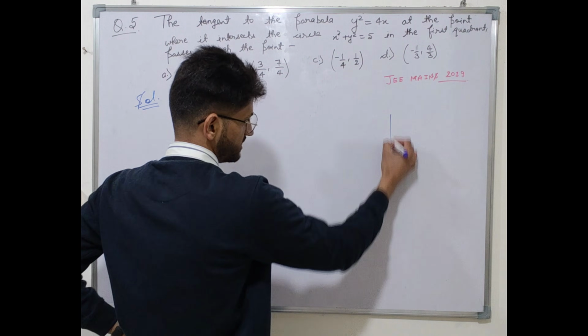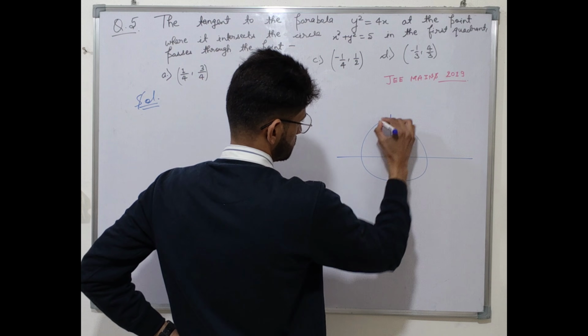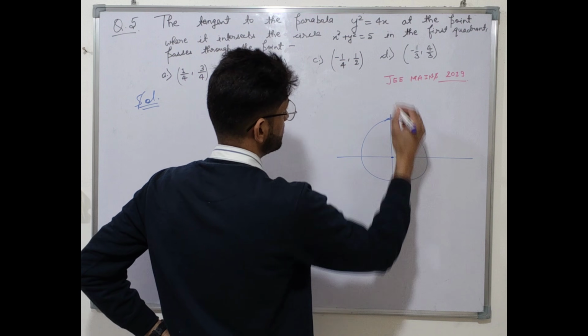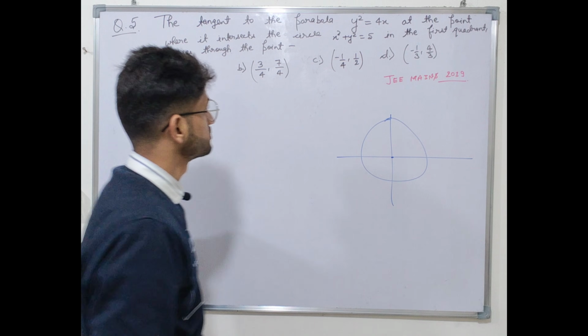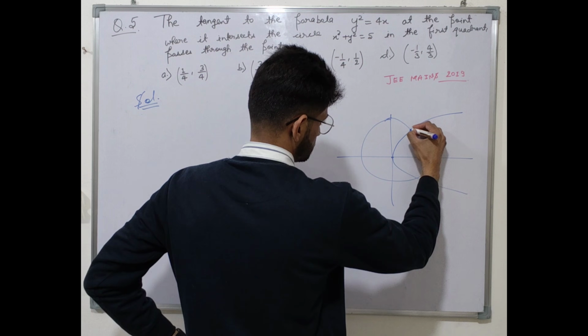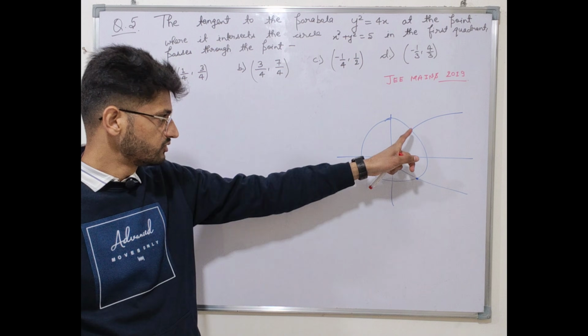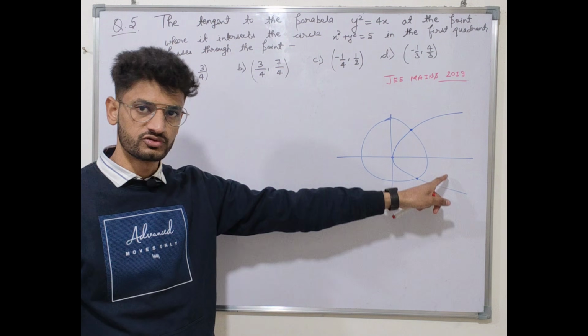So let's draw a rough sketch for this problem. We have been given one circle with center at the origin and radius root 5, right? The radius is root 5, and we have been given one parabola also. So the points of intersection of the circle and parabola will be at 2 different points, in the first quadrant as well as in the fourth quadrant.